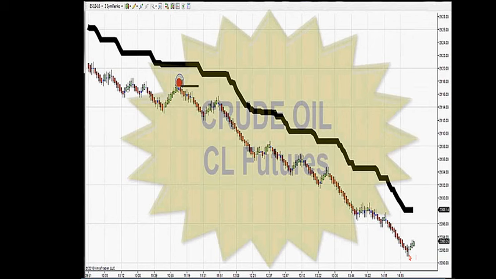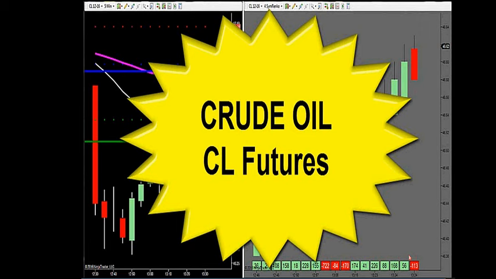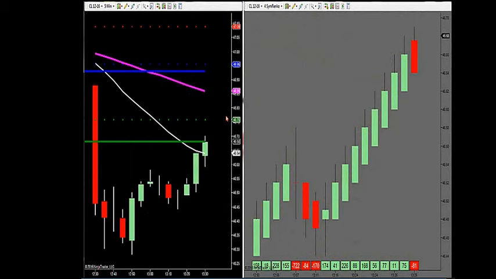Crude oil again. Look at this. My trend filter is down. Sell low value area. I'm up into low value. I want a red bar reversal. Look at this. This thing started all the way at 30.